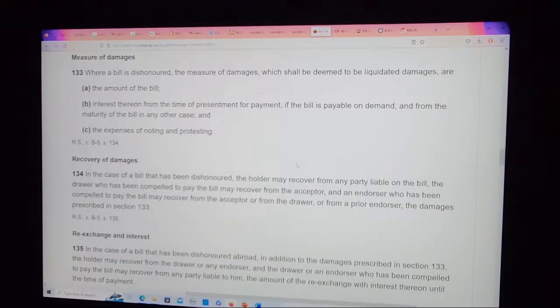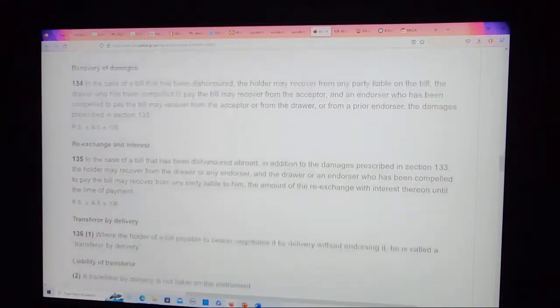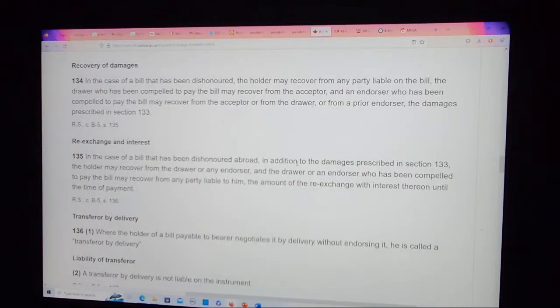Measure of damages, 133. Where a bill is dishonored, the measure of damages, which shall be deemed to be liquidated damages, are A, the amount of the bill, B, interest thereon from the time of presentment for payment, if the bill is payable on demand, and from the maturity of the bill in any other case, and C, the expenses of noting and protesting.